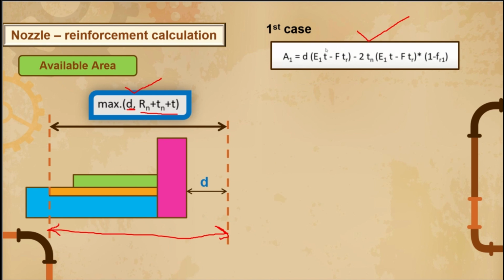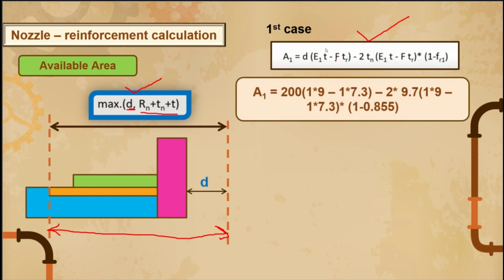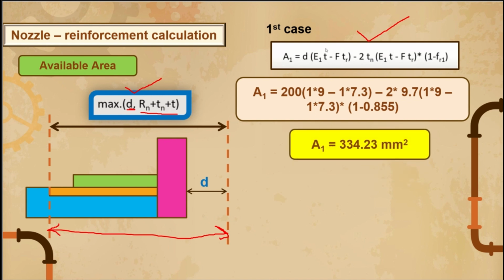Please open the code book and refer to the formula. You will get a better understanding while listening to this video. If you put all the values in this formula, you will get A1 as 334.23 mm square.